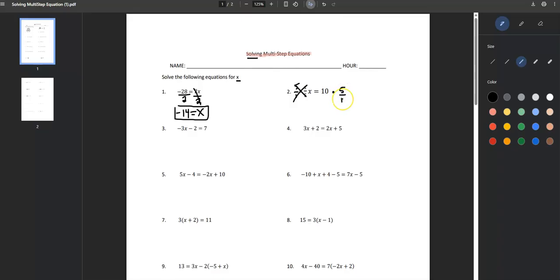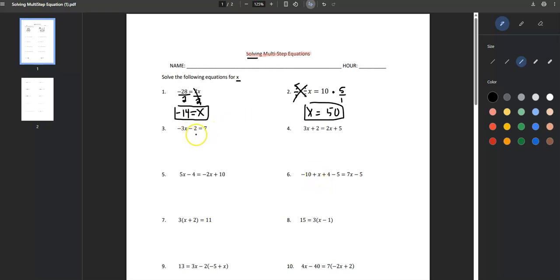Okay, and again, a lot of times you don't have to write the 1, but just for sake of talking, when you get a fraction that's not just over 1, that's what we want to do. So this side would be x equals, and then whatever 10 times 5 is, which is 50. And that would be my answer.